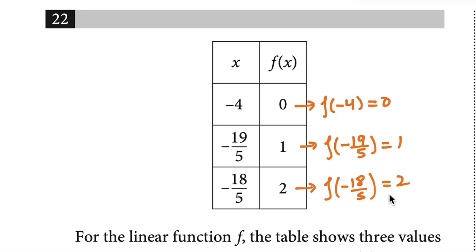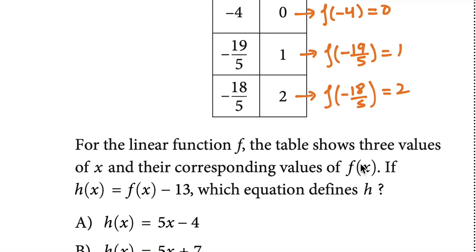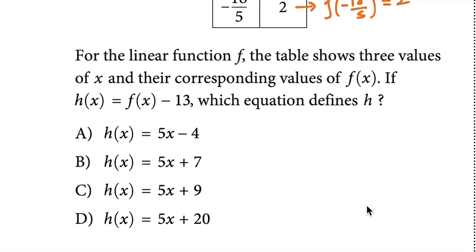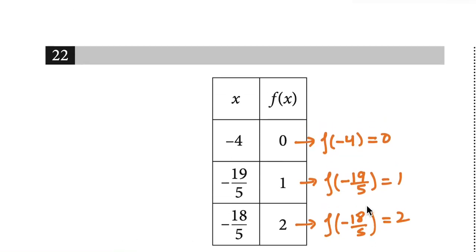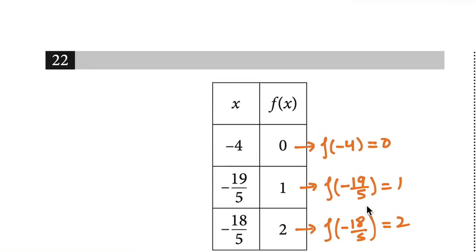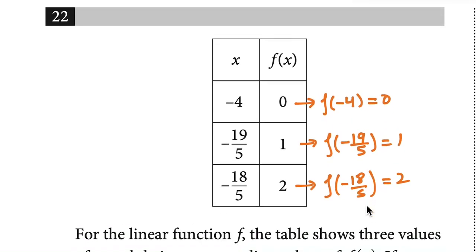2. For the linear function f, the table shows three values of x and their corresponding values of f(x). If h of x is equal to f(x) minus 13, what is the value of h? That means h(x). All these options are in the form of equations, so first we have to find f(x), plug it in here and find h(x). Because it is linear, f of x is equal to mx plus b. Now I'm going to use this first data: when x is negative 4, f(x) is 0.